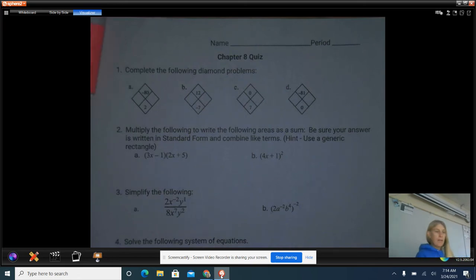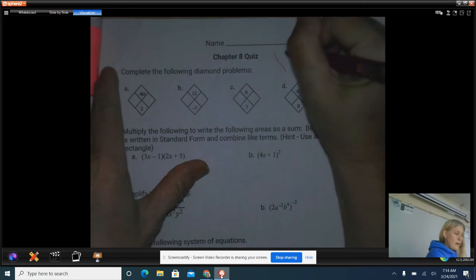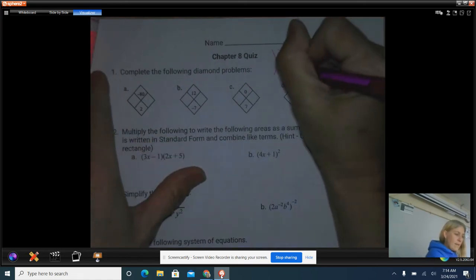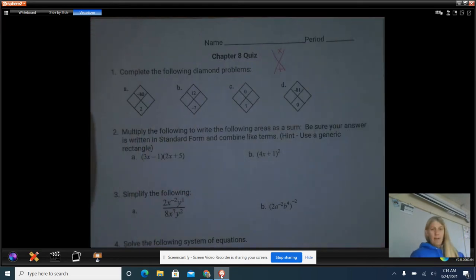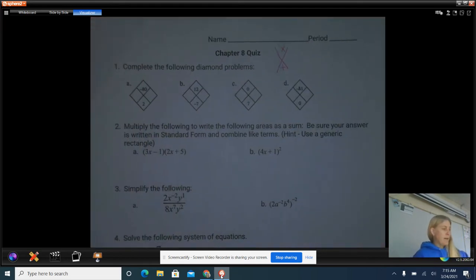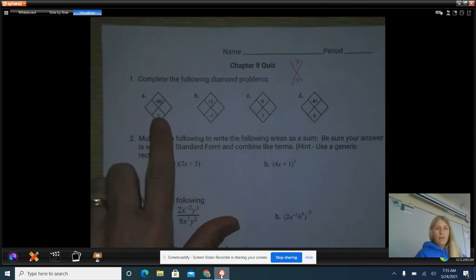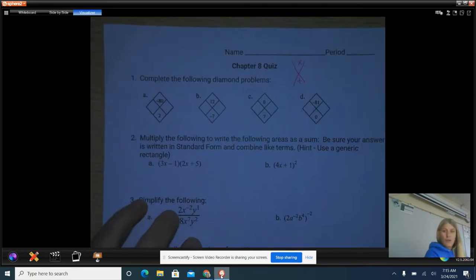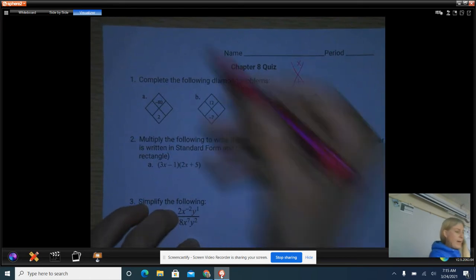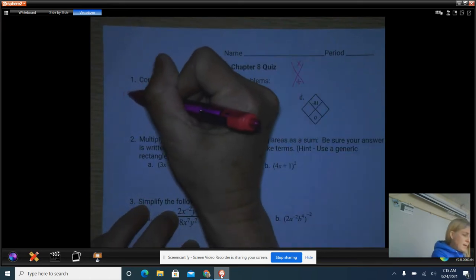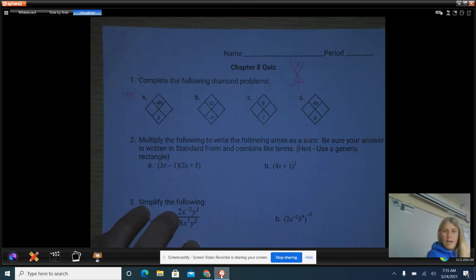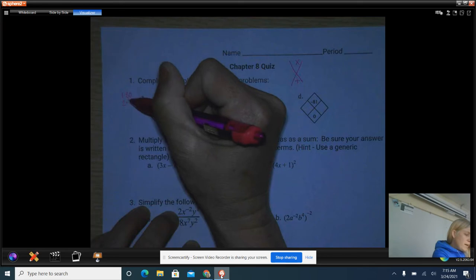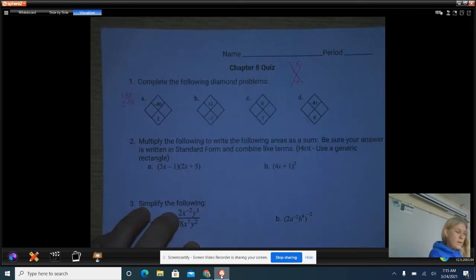So we start with some diamond problems. As we know, we're going to multiply the numbers to get the top and combine like terms, adding or subtracting, to get to the bottom. So this first one, I'm looking for two numbers that multiply to -80 and add to 2. So we're going to have 1 times 80, which adds to 81 and subtracts to 79. 2 times 40, which is 42 and 38.